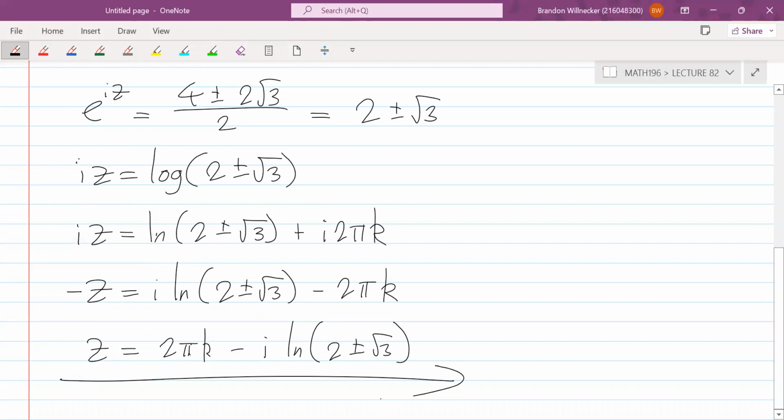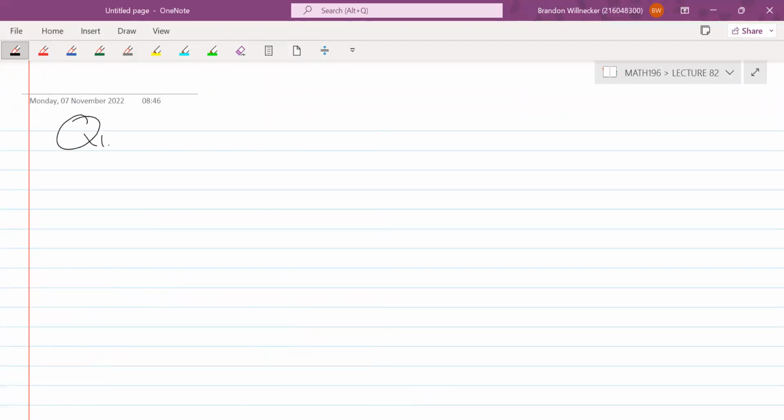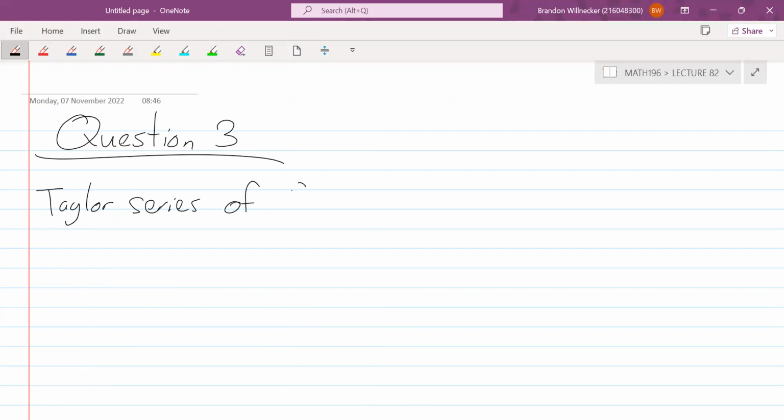Okay, so now question 3 is on Taylor series. So let's have a look at that. Okay, so we want to find the Taylor series of x sine x centered at x equals 0. So the Taylor series of f of x, which is x sine x, at x equals 0.